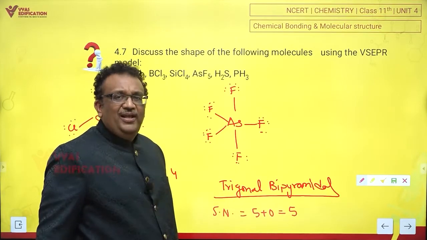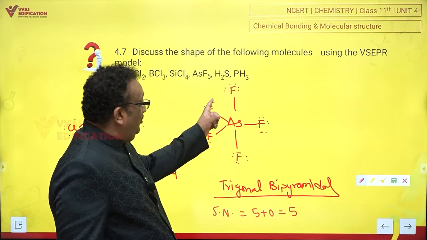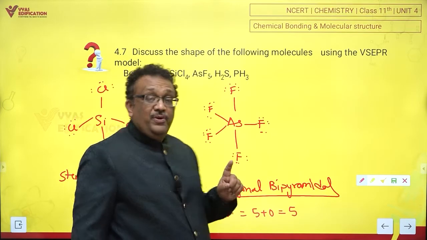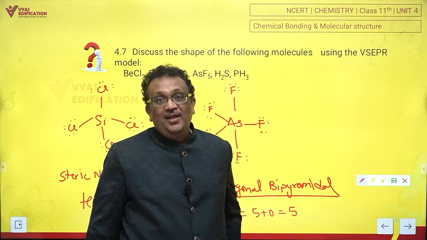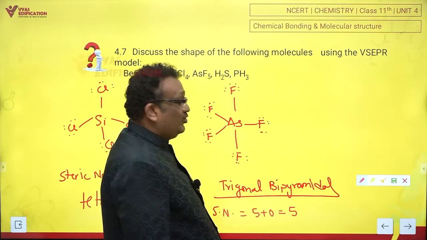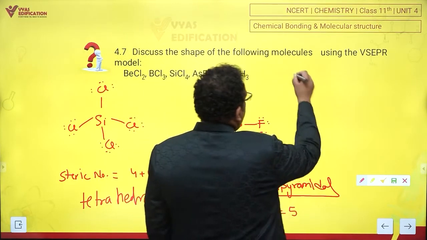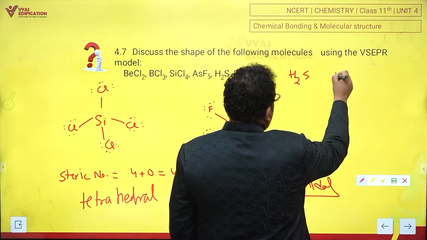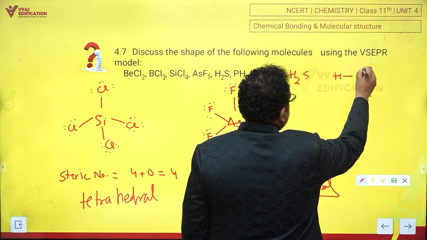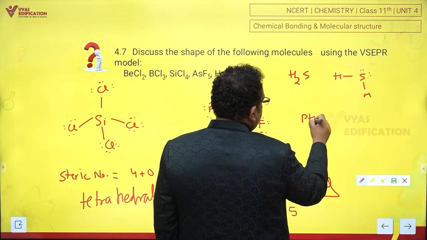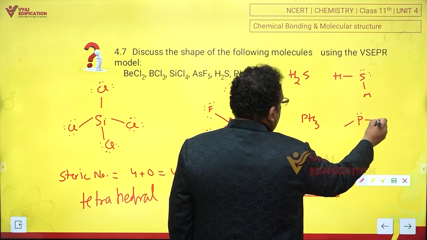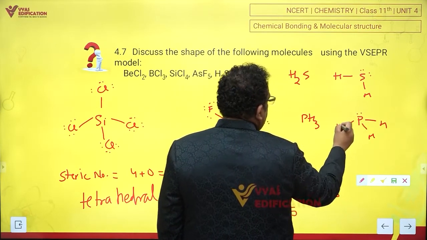Then we have the lovely H2S and phosphine. Till now, please note the number of lone pairs on the central atom is 0. And when you talk about H2S and phosphine, the story slightly changes, because in H2S, you have H, S, H, and in phosphine, you have P, H, H, H.